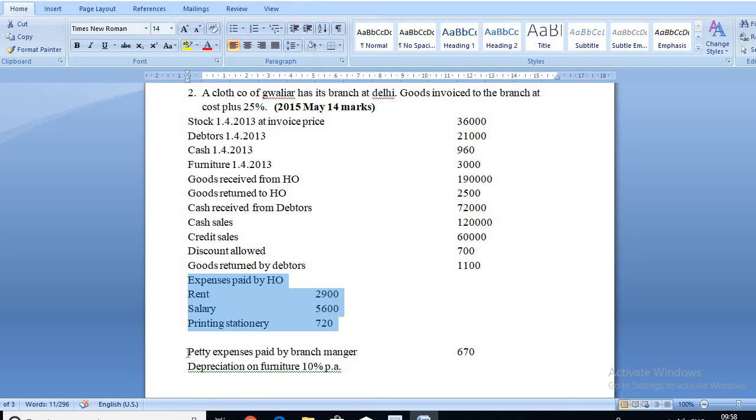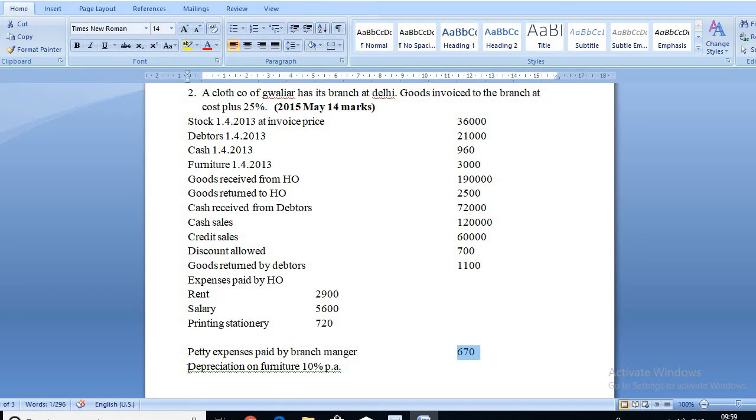The next transaction is petty expenses paid by branch manager, 670 rupees. Here the branch paid 670 rupees as expenses. So this should be deducted from the opening balance of cash in order to calculate the closing balance of cash. Here the opening balance of cash is 960 rupees. From this 960 rupees, the branch paid 670 rupees as expenses. The remaining balance will be the closing balance of cash.